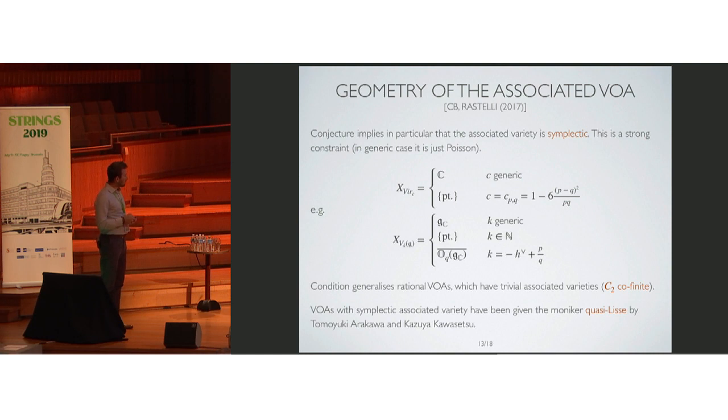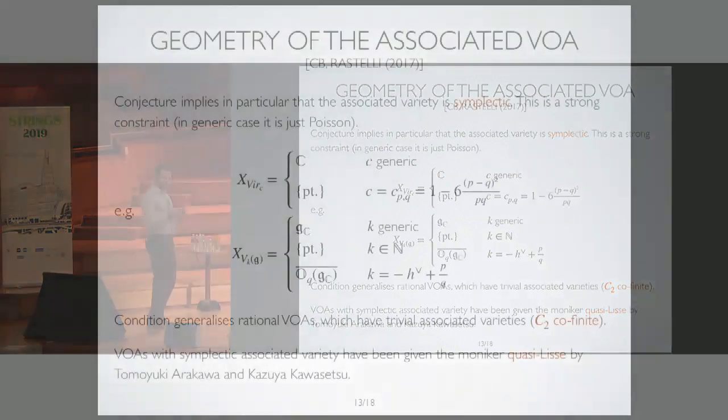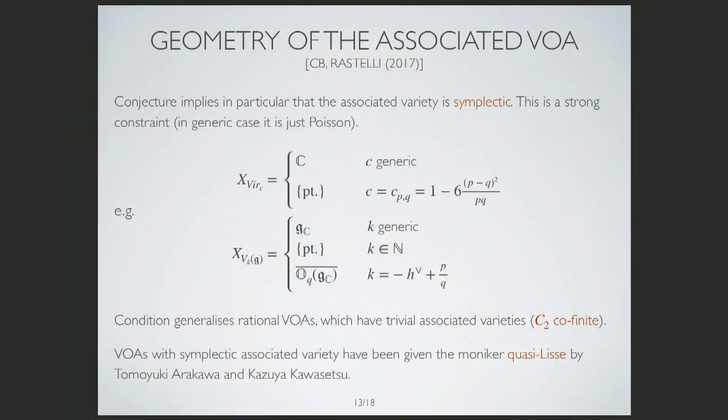But now there are other interesting values of the level: negative rational levels of the form minus the dual Coxeter number plus p over q have associated variety which is the closure of a nilpotent orbit inside the complexified Lie algebra, and these are known to be symplectic. So if you haven't seen any of this before, you can think of this statement as the symplectic condition for associated varieties being some sort of relaxing of the condition on rational vertex algebras that the associated variety be trivial, just a point.